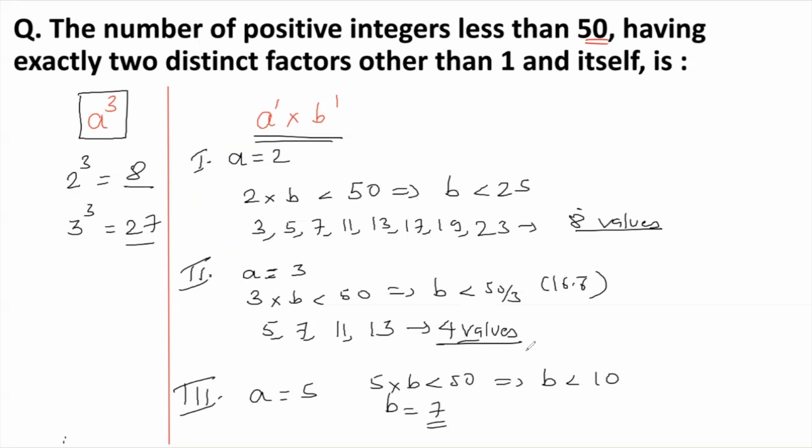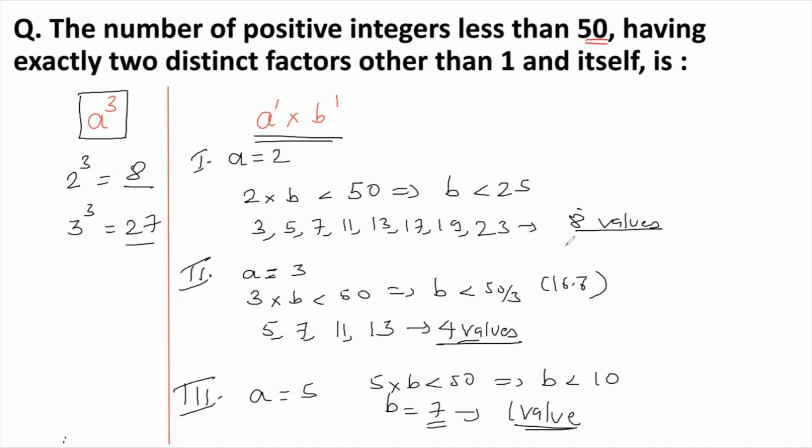And there is no need to check the further cases, guys, because the cases will now only repeat. When you take a as 7, then you'll get b to be less than 50 by 7. So we'll again get these values. b can be 3, then 5, and so on and so forth, right? So we do not check these values again. They'll be repeated now.